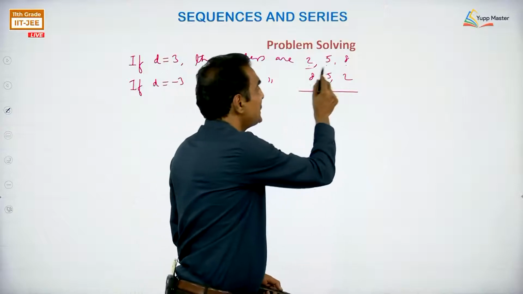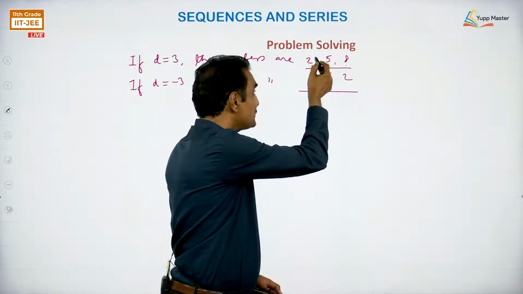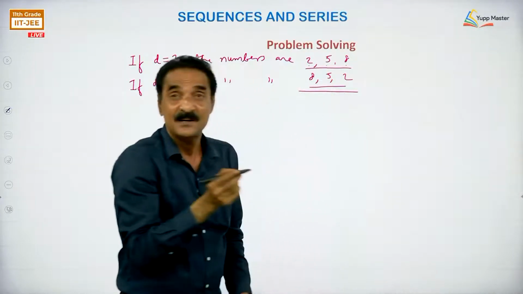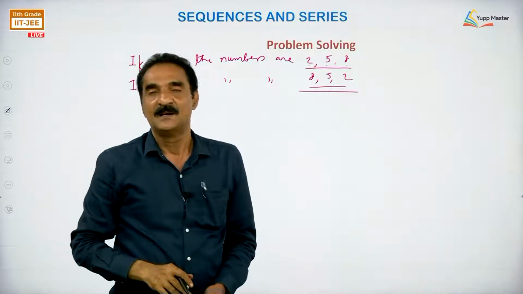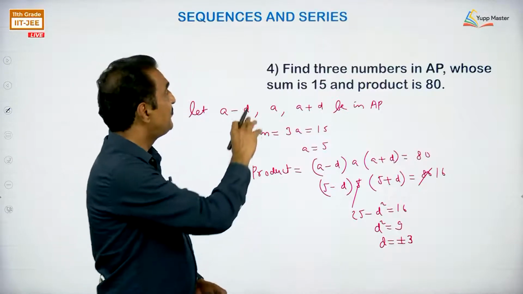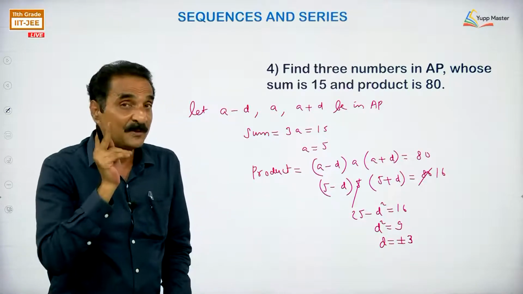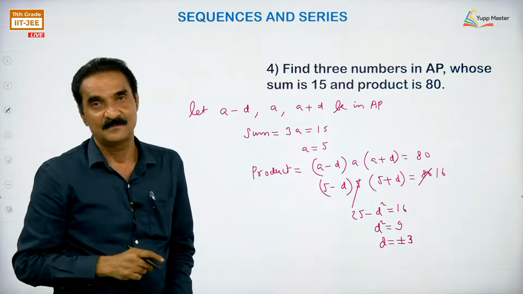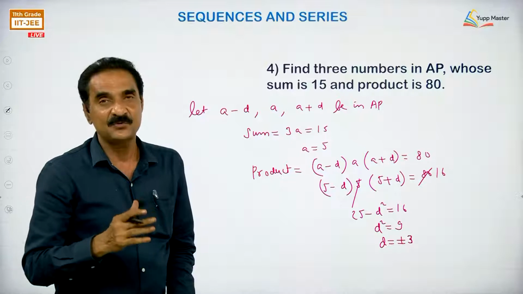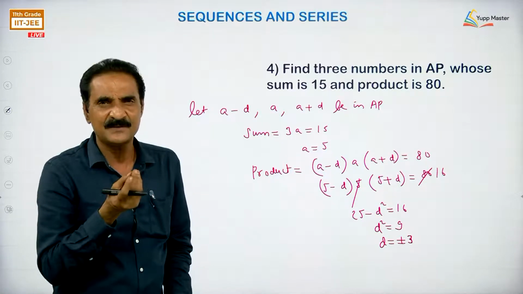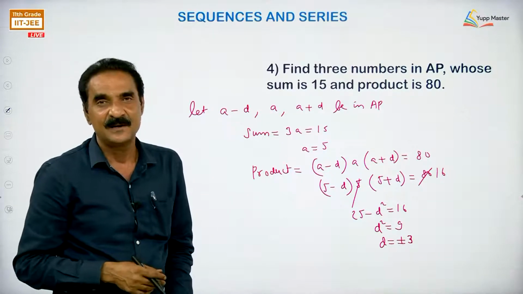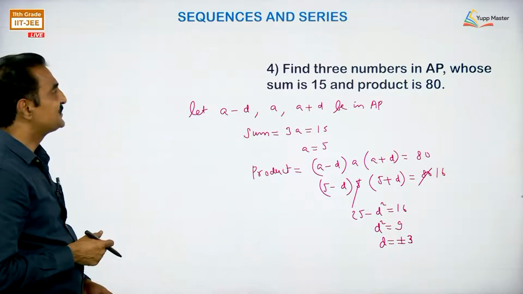This progression has common difference 3, this progression has common difference minus 3. Suppose the question is find the number of such APs, then the answer would be 2, not 1. Okay. So, usually students commit mistakes in this kind of silly points. Alright. Let us proceed to next question.